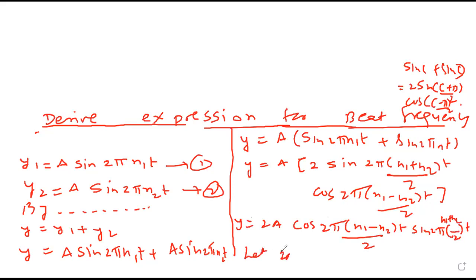Let 2a cos of 2 pi (n1 minus n2) t upon 2 equal r, the resultant amplitude. Please copy till this. Then I will conclude why it will be giving beats. We are interested in beat frequency, that means the reciprocal of the time interval between successive waxing or waning.